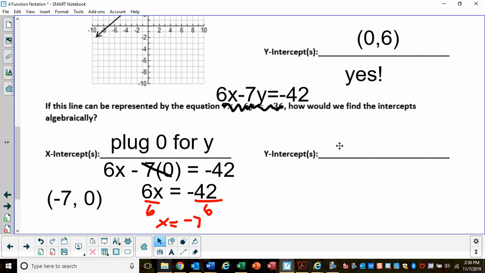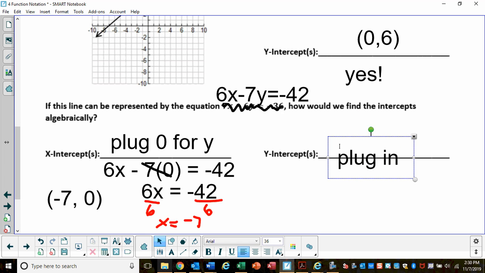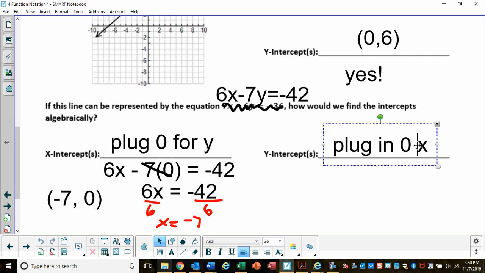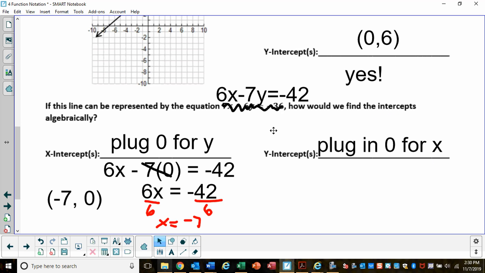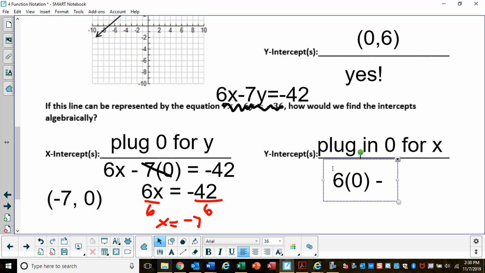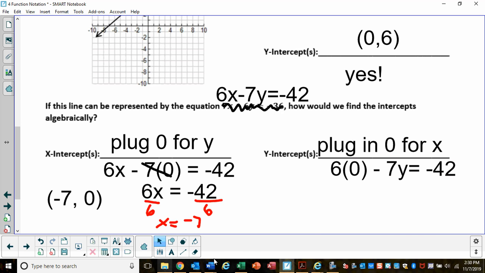For the y-intercept, I just plug in 0, but for the x this time. And 0 for x. There we go. Okay? So basically, whichever intercept I have, I'm going to plug in the 0 for the other one. So I have 6 times 0 minus 7y equals negative 42. So now I'm just going to go ahead and solve. Well, this part will disappear.